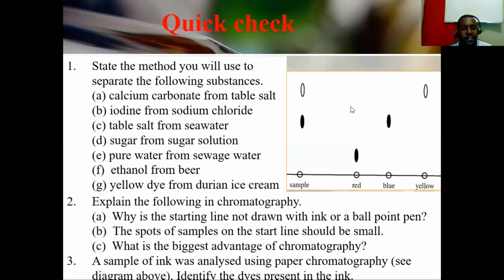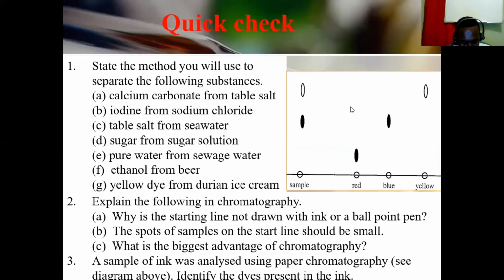All right. Table salt from seawater. So we need to get the salt from the seawater. Crystallization, or distillation. Yes. All right. Sugar from sugar solution. That means we have sugar and water and we need to get back the sugar from it. Crystallization, yes.